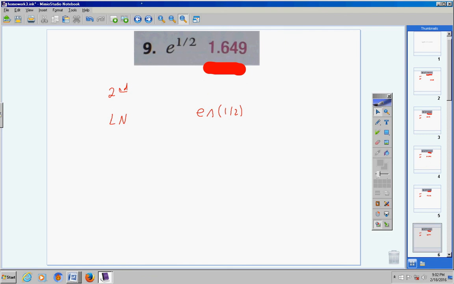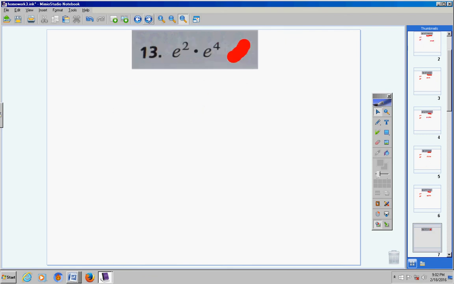Okay, now moving on to the more difficult problems, numbers 13 through 24. We're going to simplify all these, okay? So any e's that you have, you want to keep those in your answer. Okay, we're multiplying like bases. You guys know when your base here is an e, your base here is an e. When you're multiplying like bases, write the base once and add your exponents. So your answer is e to the 6th. Do not type that into your calculator. Leave it. E to the 6th.